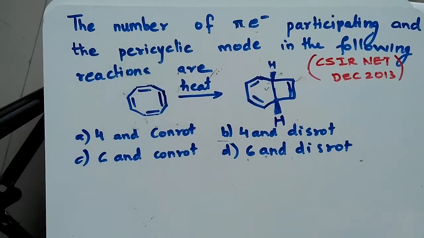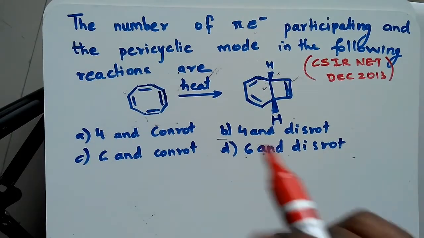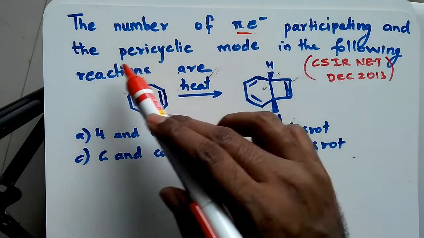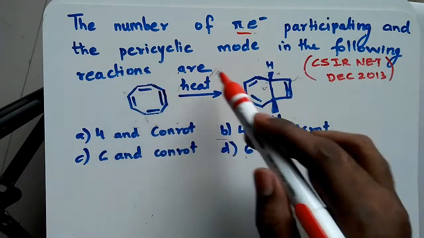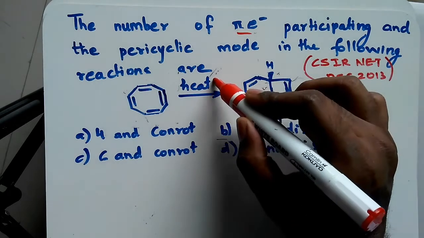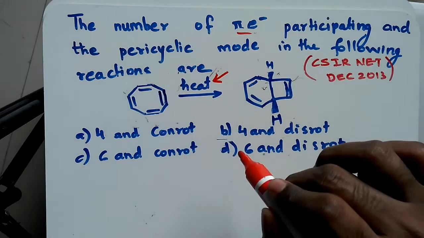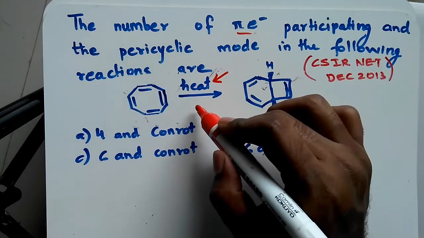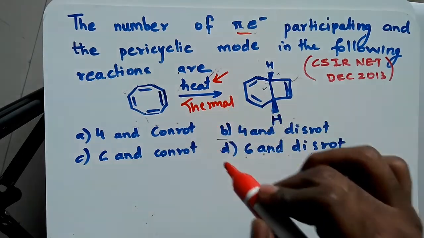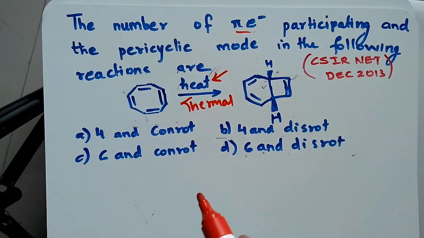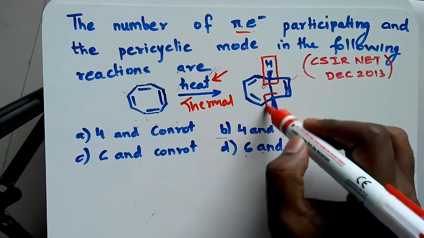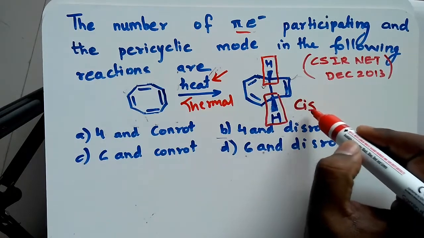This question is from CSIR NET exam. The number of pi electrons participating and the pericyclic mode in the following reactions are. This is the reaction. The condition that is given is heat. Very important factor: heat means it will be thermal condition, that is the ground state HOMO that we have to check for. Another important information is the hydrogens over here are cis to each other.